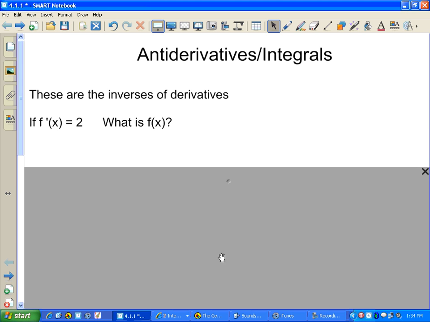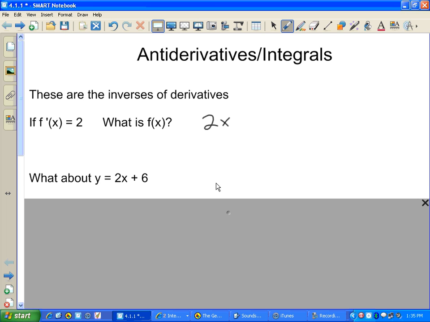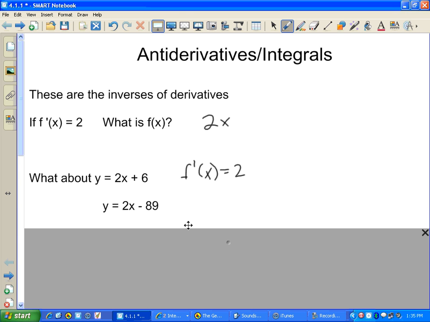All right, so let's say we've got something like this. If I know the derivative of a function is 2, what could that function be? Well, in order to get 2 as a derivative, I must have 2x, because if I take the derivative of 2x, I get 2. But this is not the only answer that would give me 2. What if I had y equals 2x plus 6? The derivative of this is also 2. If I had 2x minus 89, I would still have a derivative of 2.